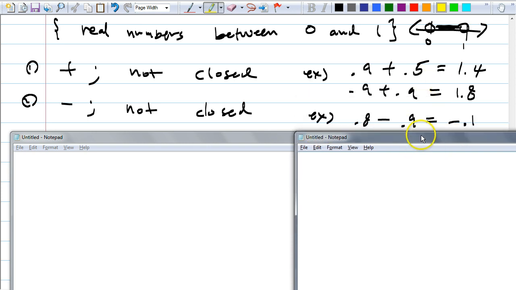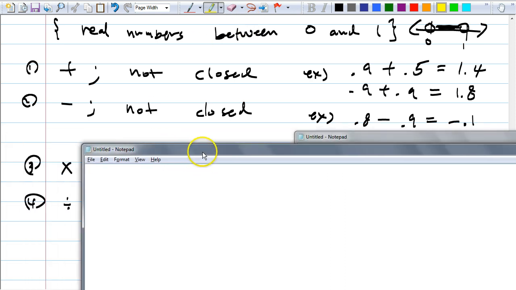So you've got to think about all of them. I gave you this one where it becomes negative, but you could do the same number minus the same number that is in the set, like 0.1 minus 0.1. That will work. Is that okay, guys? Yes? Okay, let's move on then to multiplication.